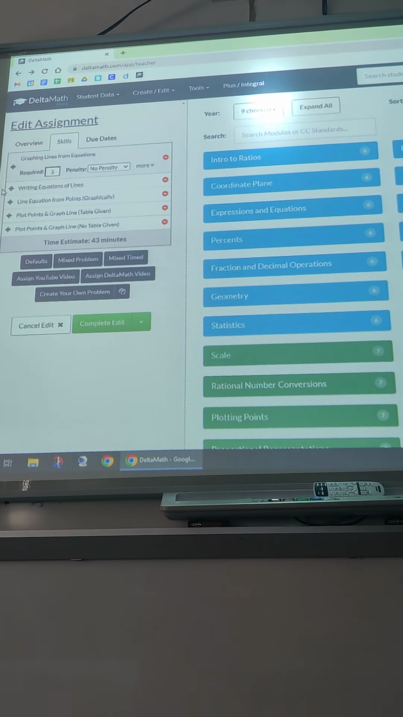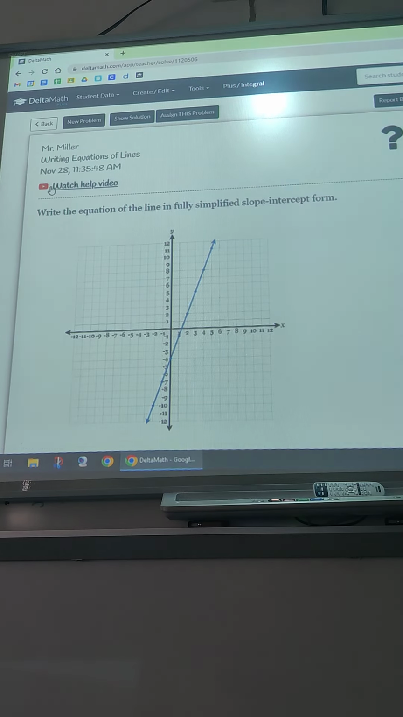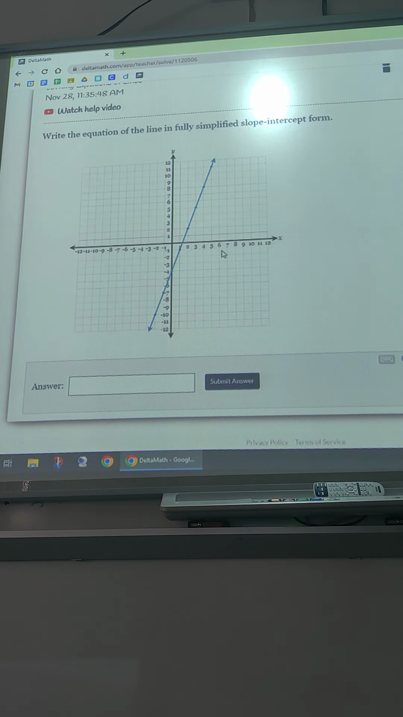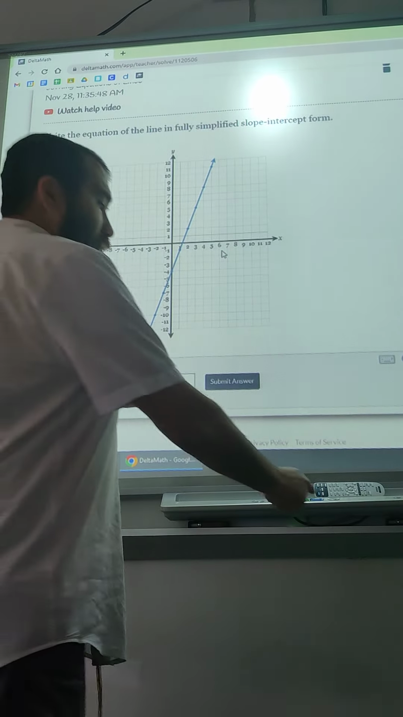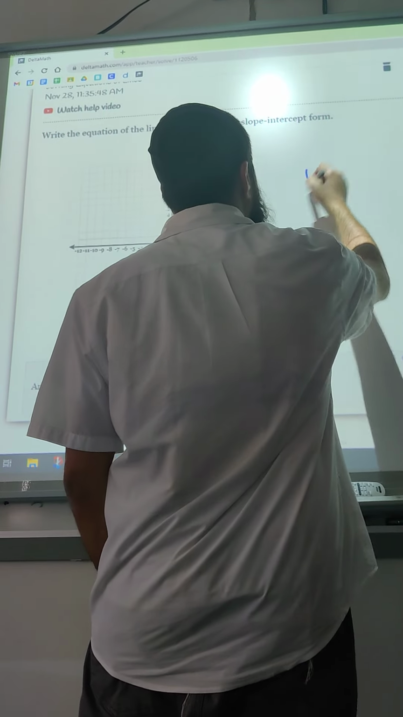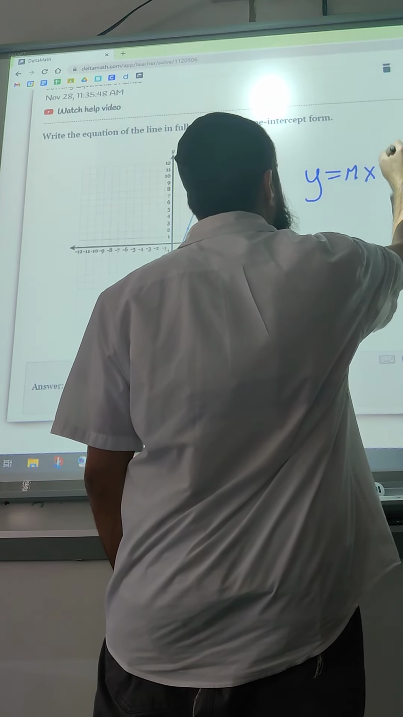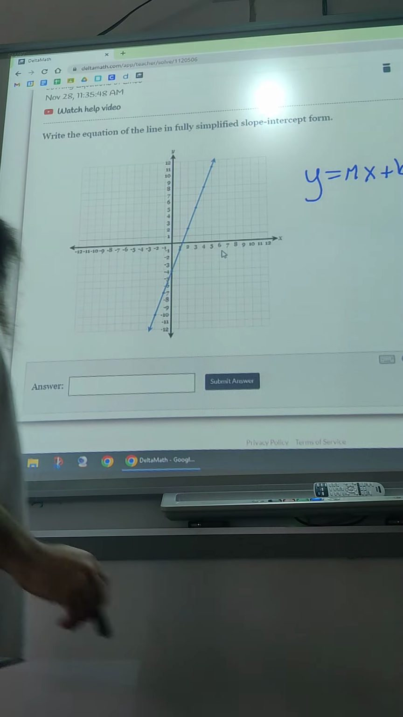The next type I'm going to do is basically two at a time, writing equations of lines. So I think this is a little harder. This is when you have to write the equation. It's the same thing that's going to apply. I'm keeping them all in slope-intercept. So we have y equals mx plus b, or rate of change.